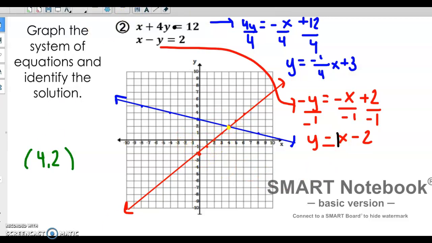The solution to a system of linear equations is where the two lines intersect, so the point where they cross, which I have highlighted here in yellow. And since the solution is a point, you're going to write it as an ordered pair. So the solution to this system is the ordered pair (4, 2).